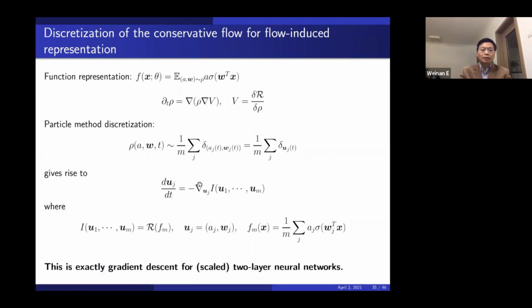which means that if we take a set of particles that evolves according to this set of ODEs, then this is exactly the exact solution of this PDE. So what I've done here is that starting from this continuous formulation, I've really derived this gradient descent algorithm, which is nothing but the gradient descent algorithm for two-layer neural networks, except this two-layer neural network has this 1/m scaling.